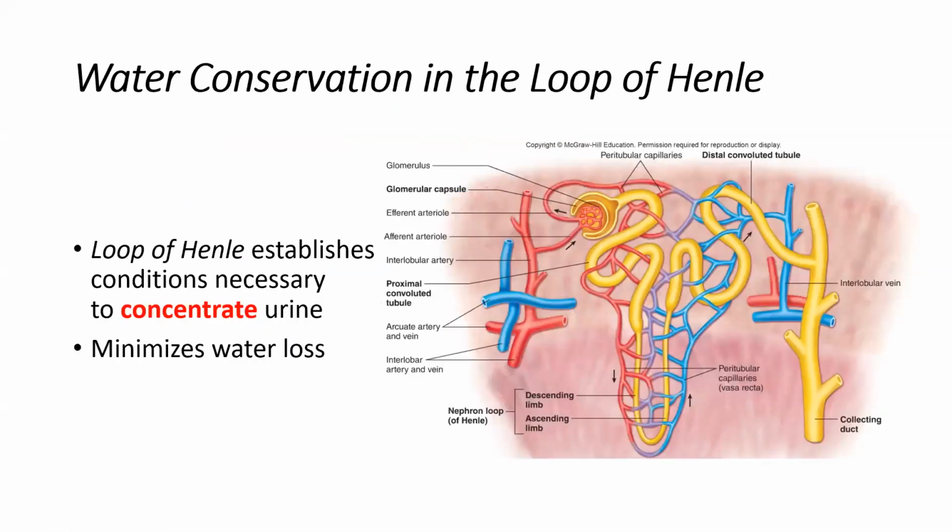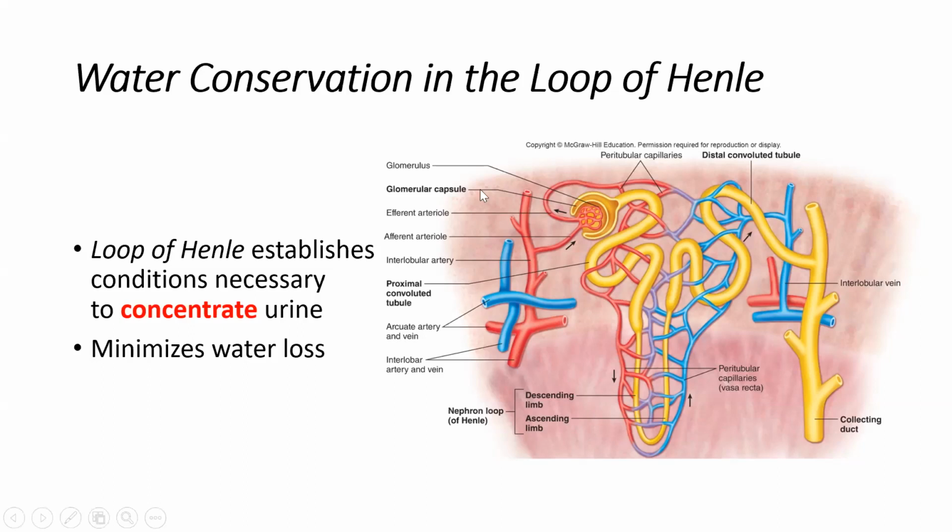And then the third region of the tubule that had its own modification was the loop of Henle. And the loop of Henle, as I mentioned earlier, helps to establish conditions that are necessary to concentrate or to conserve water, or to concentrate the urine. And this is what allows us to minimize water loss. So this is actually a really cool evolutionary modification.